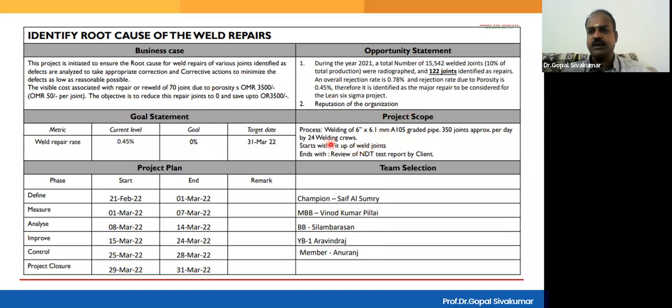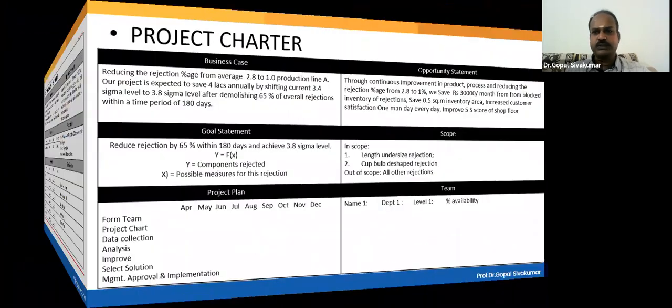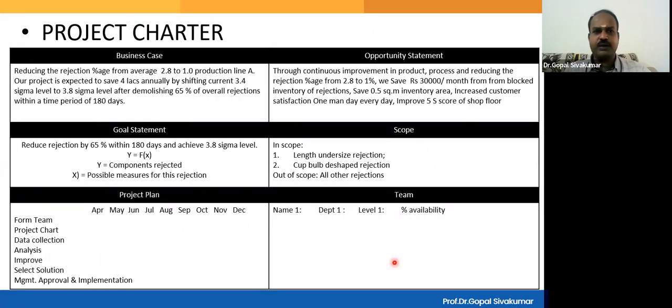The starting point of the welding process, ending point of the welding process are indicated here so that the project is scoped properly, and project plan is given here, and then team selection, champion, master black belt, and all those details are given here. So this is another example of project charter.